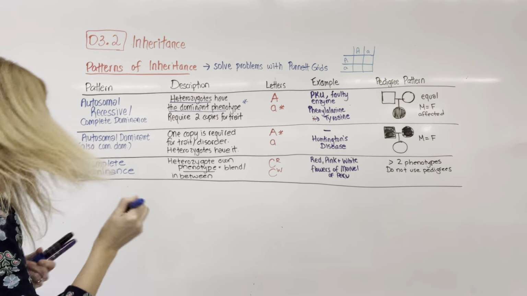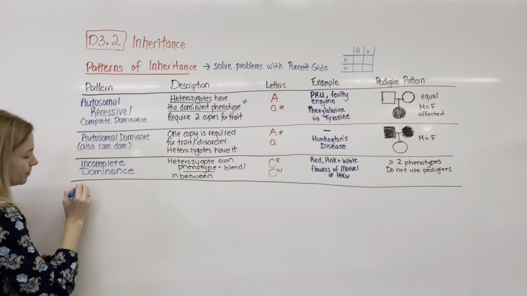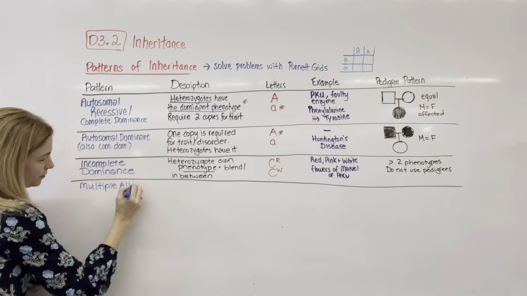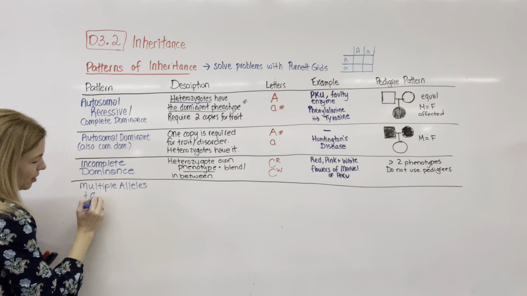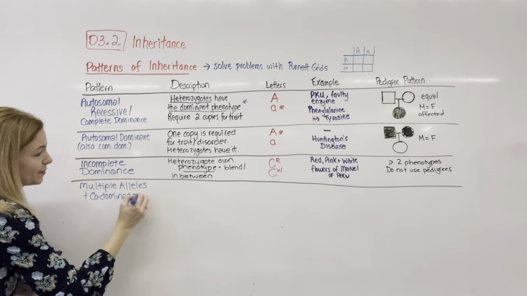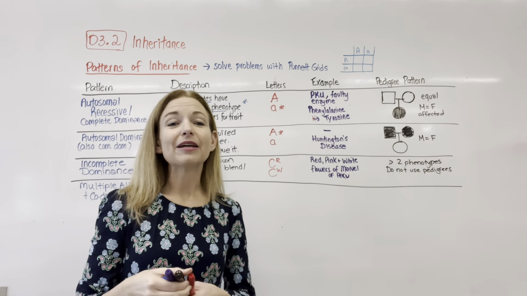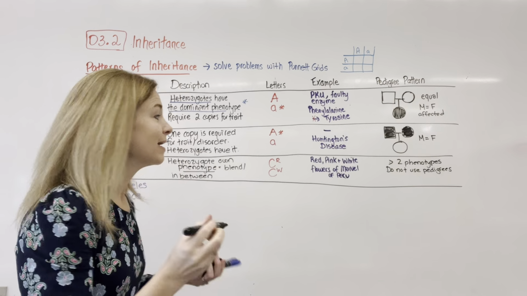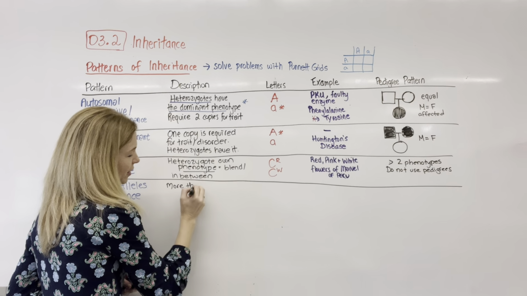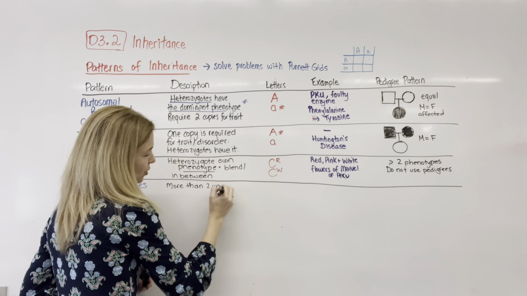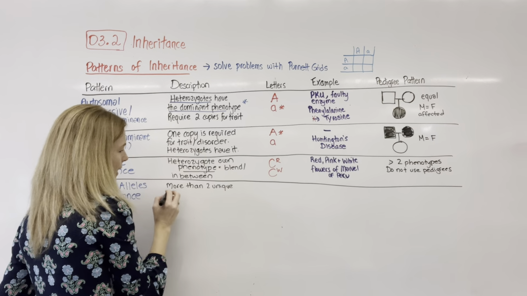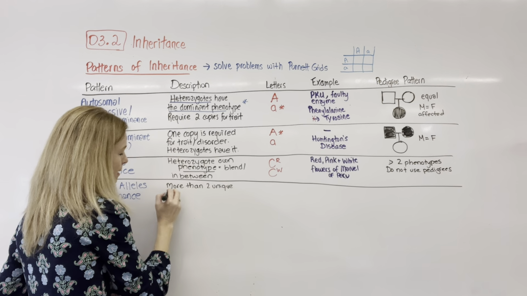Okay, the next one I'm going to put together, although in theory they could be separated, but we're going to look at multiple alleles and codominance. So the example you need to know is an example of both, so that's why we're putting them together. So when we say multiple alleles, it means exactly what it sounds like, that there are more than 2 unique alleles.